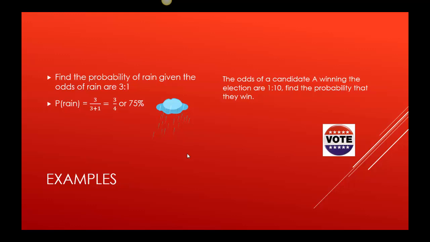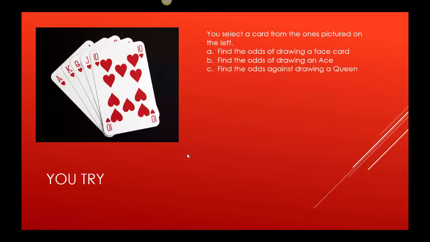For the candidate winning the election, if it's 1 to 10, so for every 1 way they can win, there's 10 ways they won't, which means there's really 11 possible things that can happen. So 1 over 11 is 9.1%. Not too good.